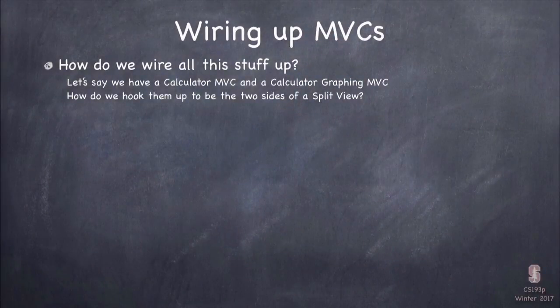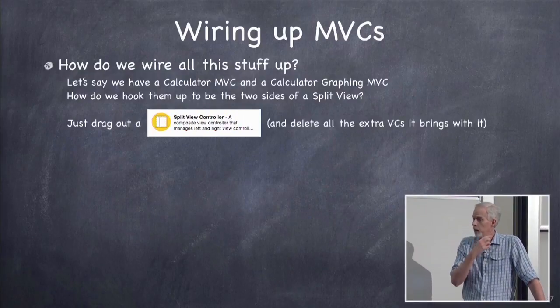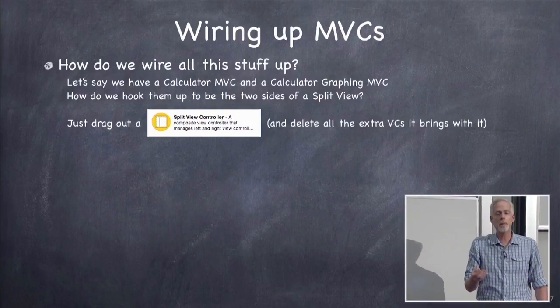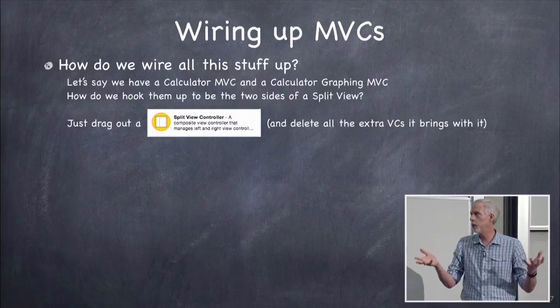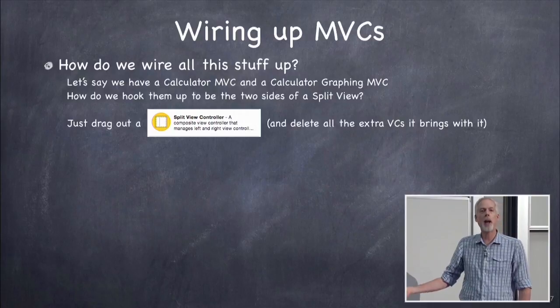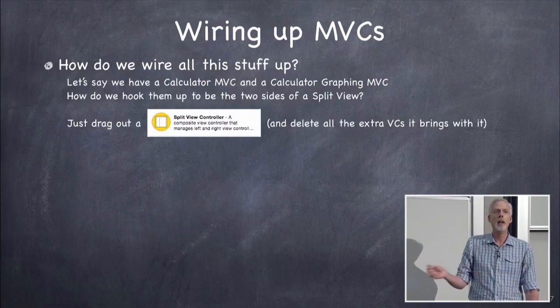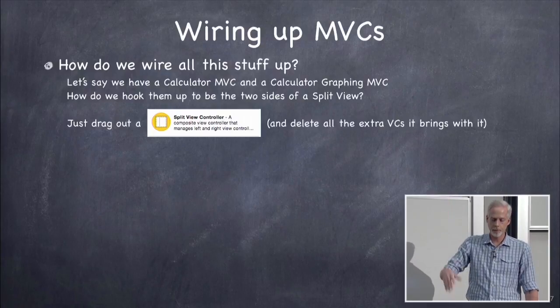Okay? Now, how do we wire all this stuff up? Of course, we're going to do it all graphically. Let's start by looking at the split view and how we do this. To create a new view controller, whether it's one of these view controllers of view controllers that we're talking about, or just a regular view controller, you go down to the object palette and you drag it out into your storyboard, just like a button, okay?